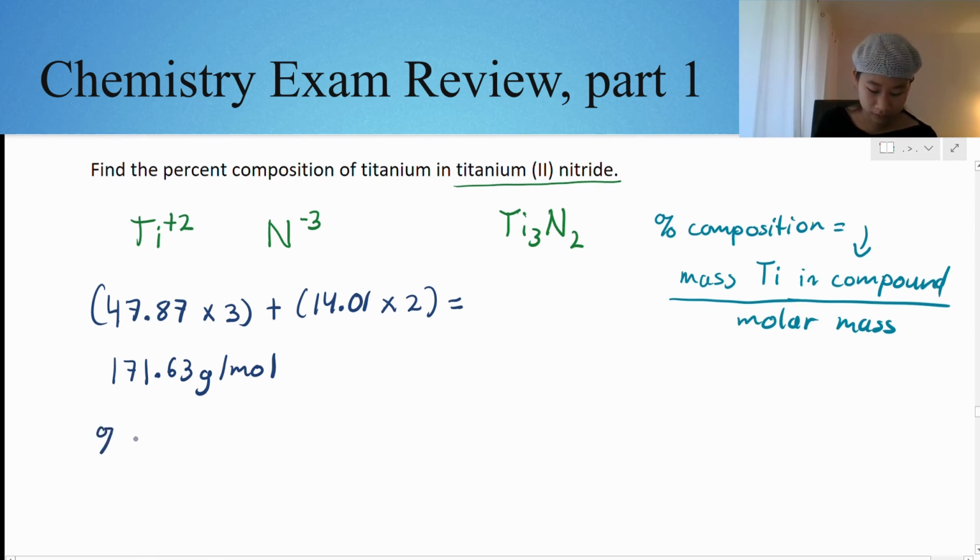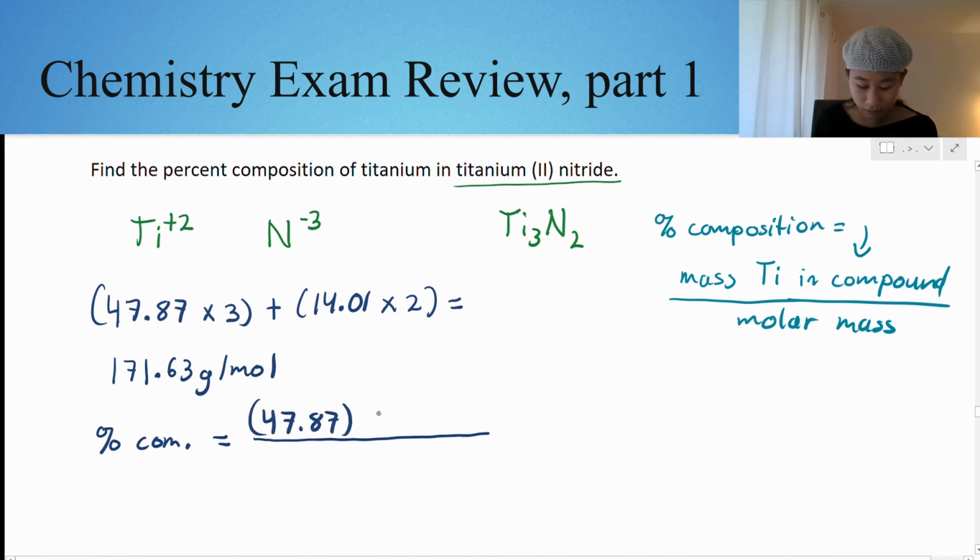So the percent composition is going to be equal to the mass of titanium present. Each titanium is 47.87 grams times 3, because there are 3 titaniums, and it's going to be divided by the molar mass, which we just found, 171.63. This is going to give our percent composition for titanium.